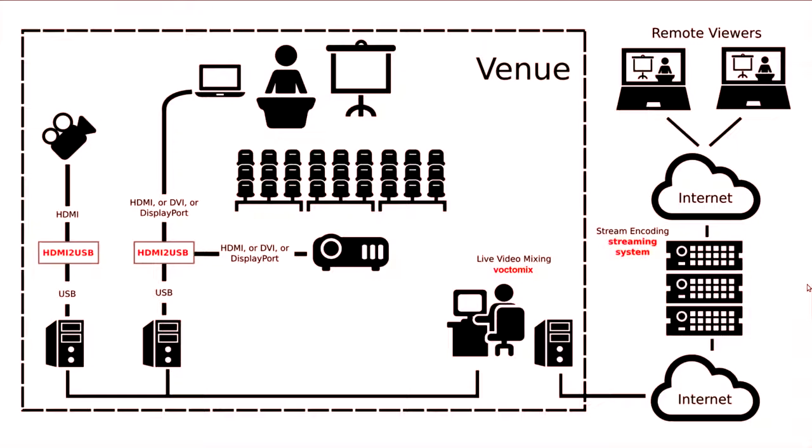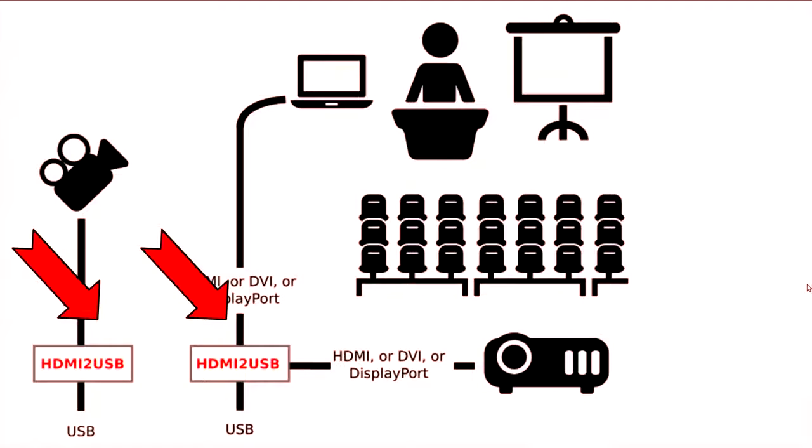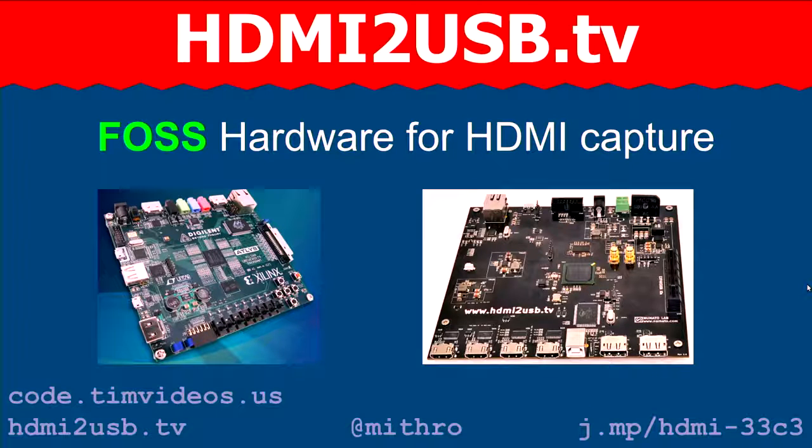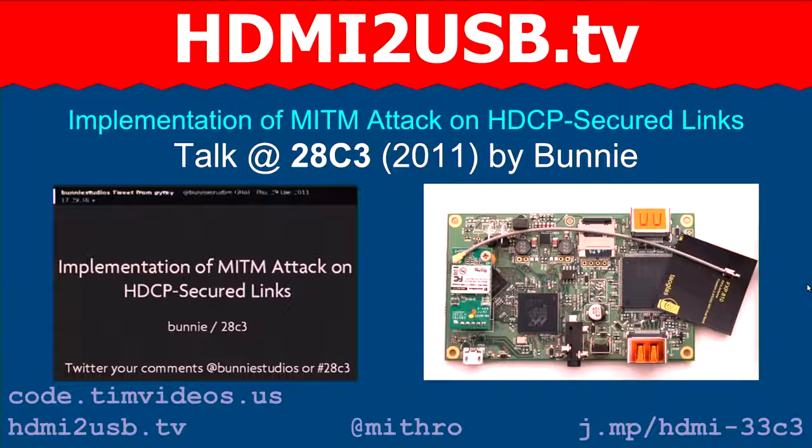And so this is how you record a conference or user group. I'm going to be talking about these two things here, the HDMI to USB devices that we created. They're used in our setup both for camera capture and for capture of slides. And so the HDMI2USB is FOSS hardware for doing HDMI capture, and actually has a bit of history with the CCC because it was inspired by a speaker who spoke here.